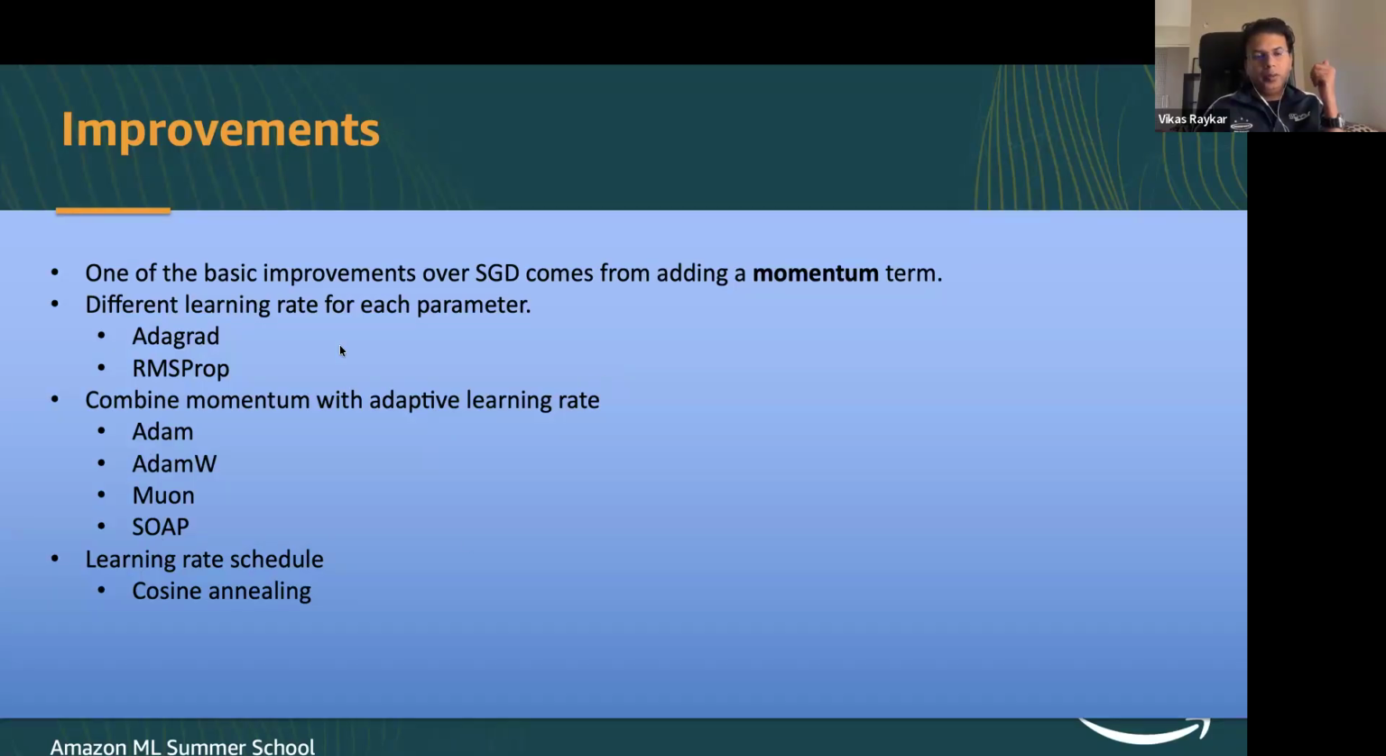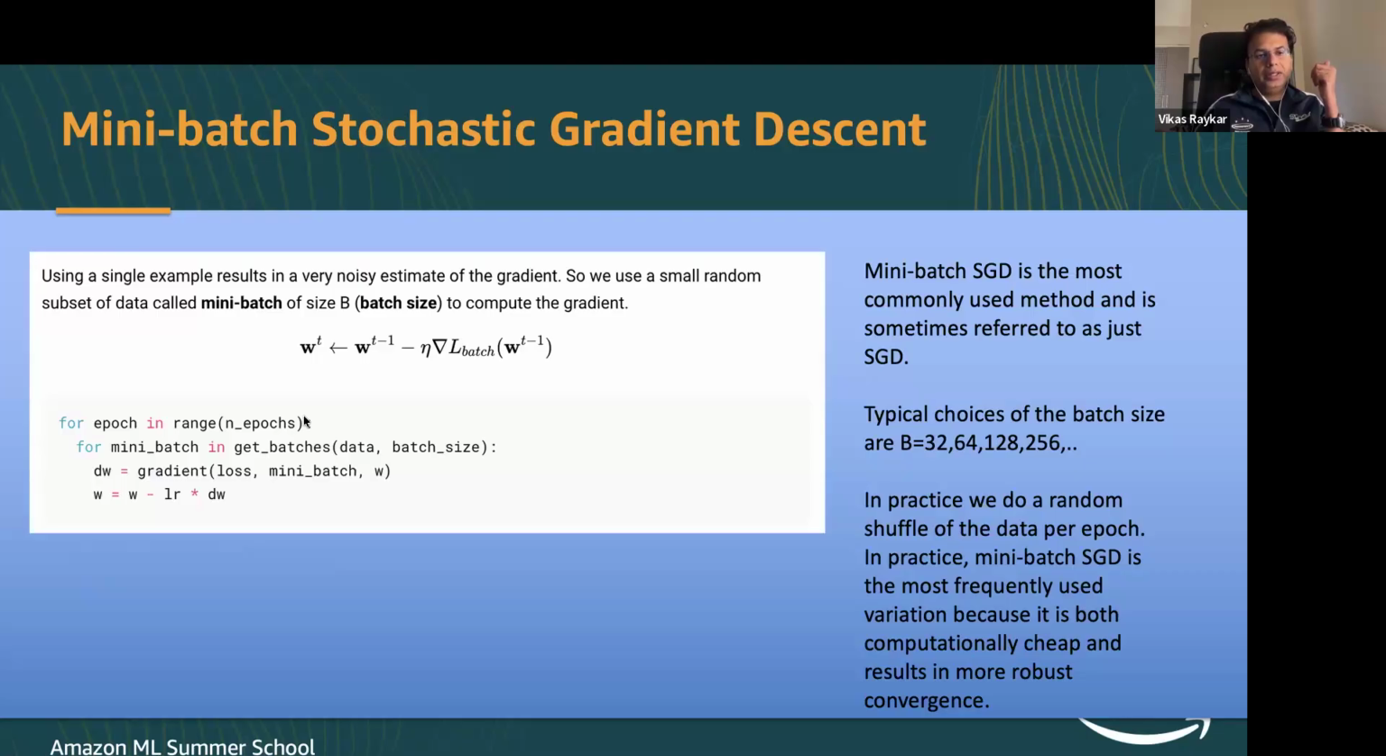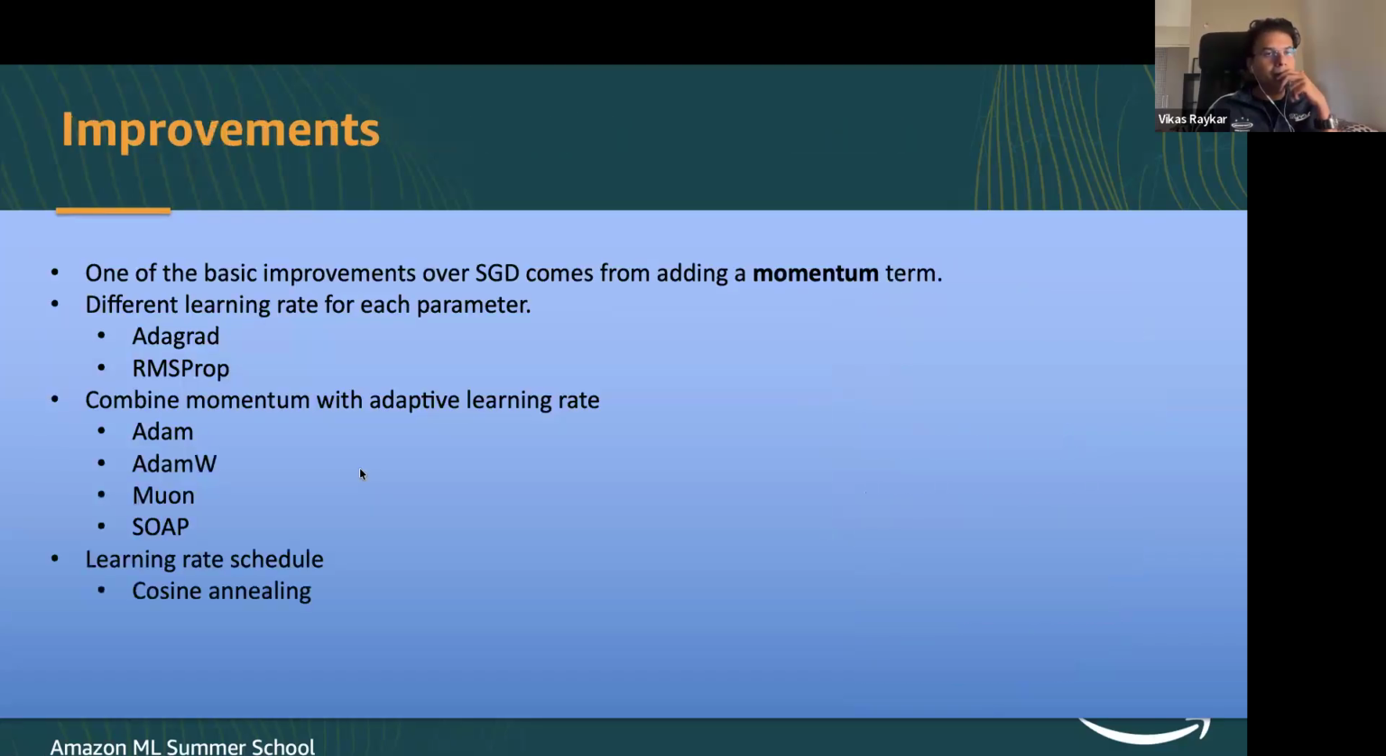If you take one thing away, right now the most popular SGD algorithm is AdamW, or maybe Adam, which combines both momentum and adaptive learning rate. Along with these improvements, there is something called a learning rate schedule. As I mentioned earlier, you're iterating over epochs here, so you start off with a certain learning rate, but for every epoch you reduce the learning rate according to a given schedule. Cosine annealing is a commonly used learning rate scheduler.